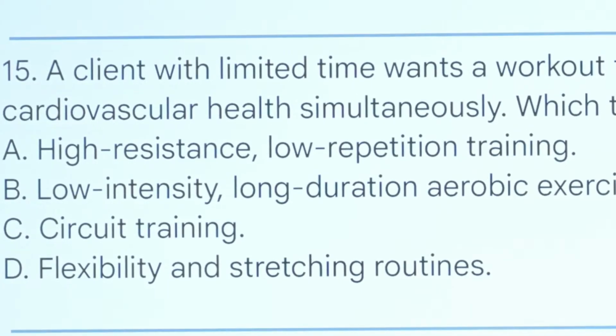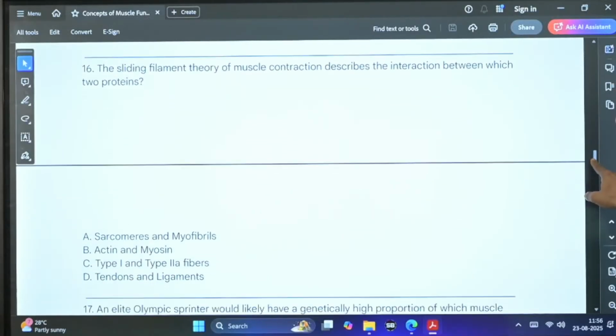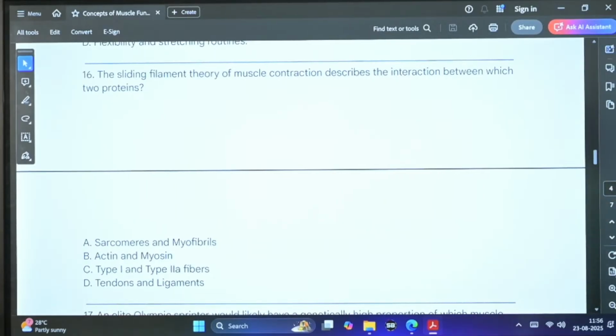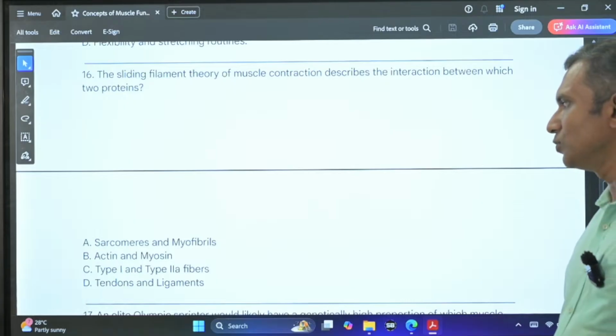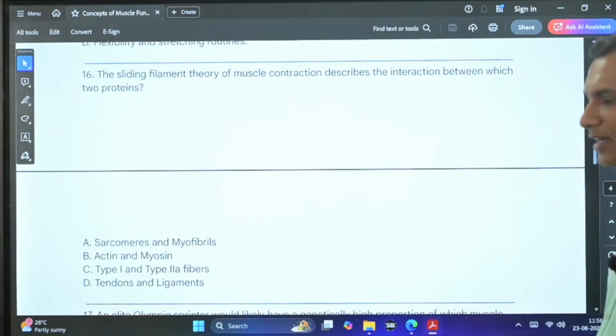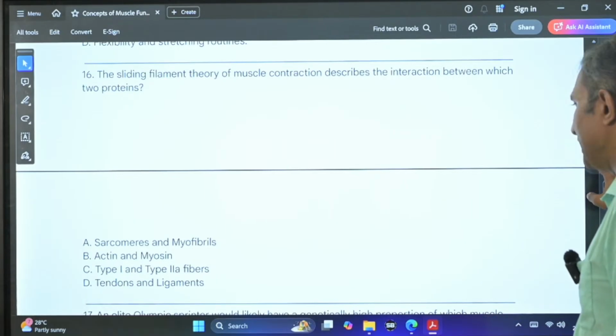Coming to question number 16. The sliding filament theory of muscle contraction describes the interaction between which two proteins? Sarcomeres and myofibrils, option A. B, actin and myosin. C, type 1 and type 2A muscle fibers. D, tendons and ligaments.